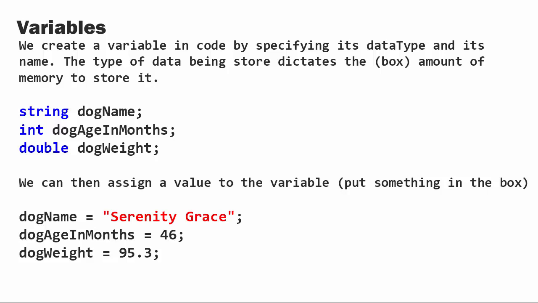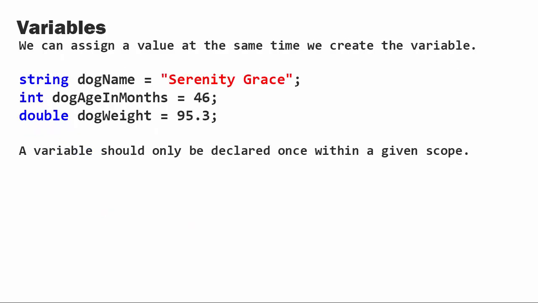So once we create a variable, we can then assign a value to the variable, put something in the box. So I can assign the literal string Serenity Grace to dogName. I can put 46 as her age in months in the variable named dogAgeInMonths. And I can assign a value of 95.3 as her dog weight in pounds. We can assign a value when we create the variable as well.